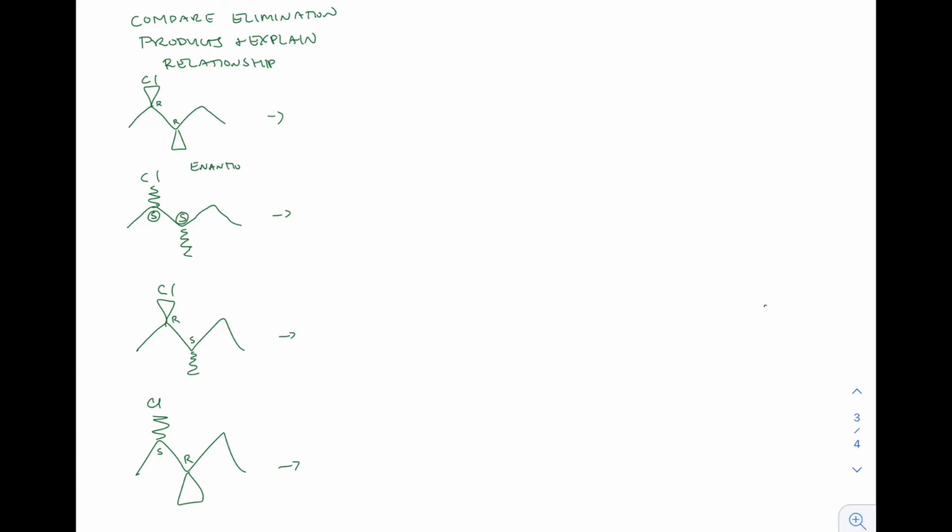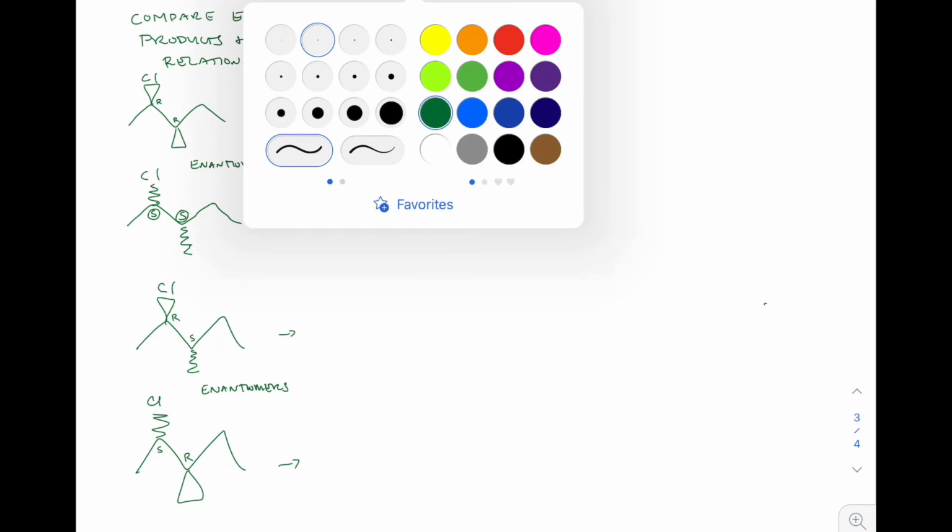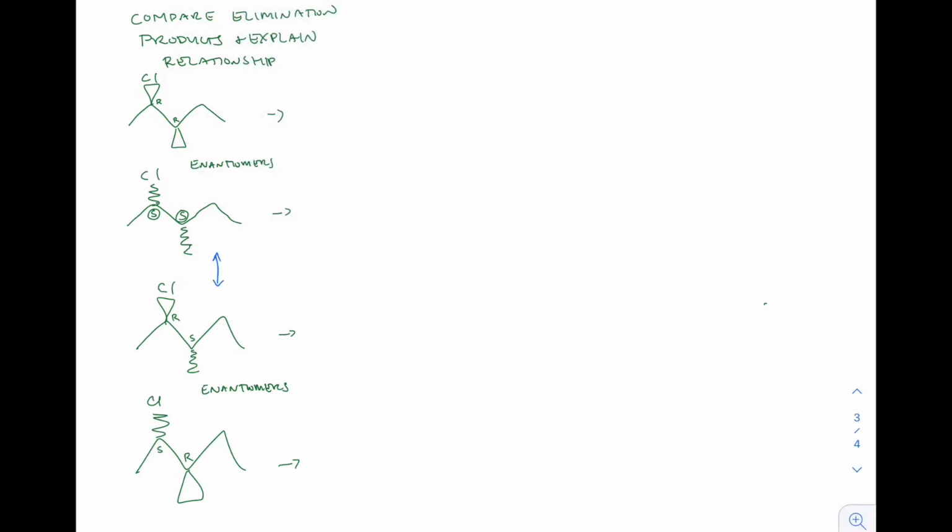I've actually drawn out all of the configurations already for you, because we've been doing that for a long time now. It seems like forever. The relationship between these two, however, is going to be diastereomers, while the others are enantiomers. We should know this information already. I'm just trying to fill it in for you to make it more obvious.